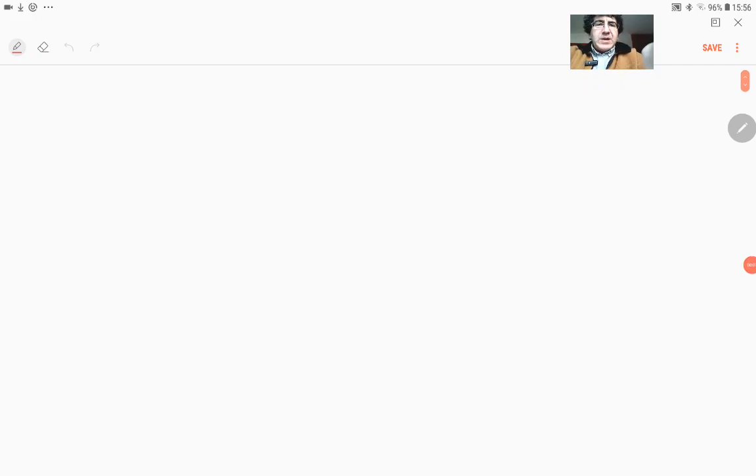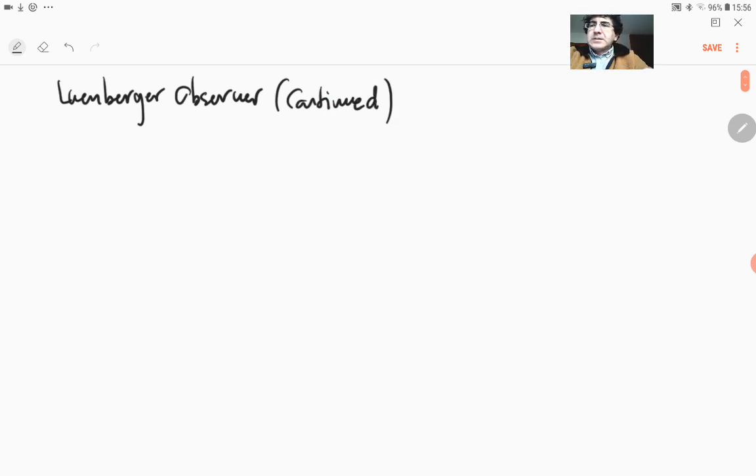Okay, guys, welcome back. So we will continue to discuss Luenberger Observer. And what we will do is we will take a look at an example. What we will show is that if the system is given directly in observable canonical form, in fact, designing of an observer with the given specifications will be very easy.